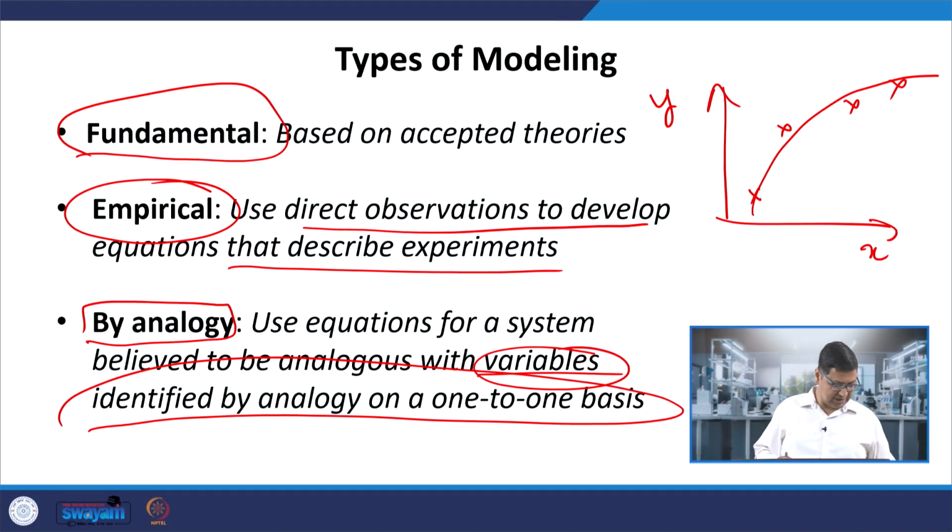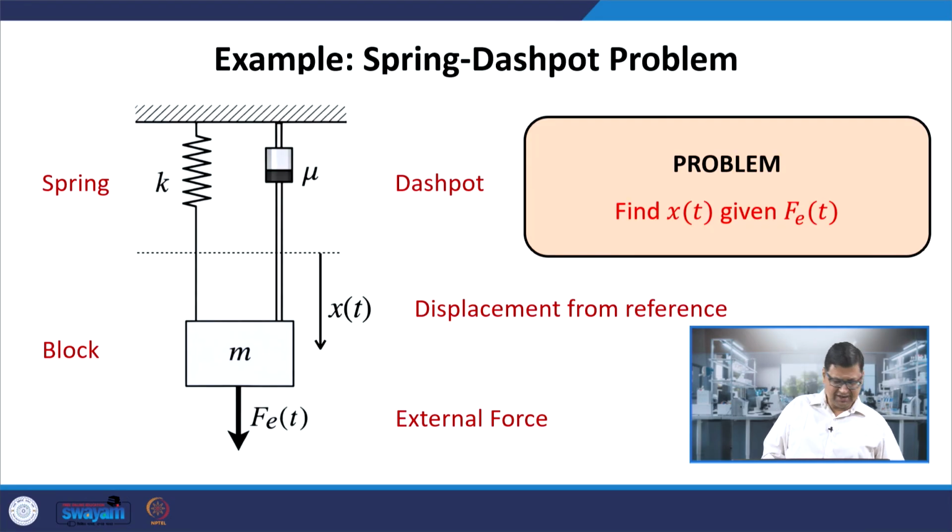So, I will talk about these three models quite a bit in this course, but focusing more on the fundamental models. So, I will take one of the simple examples, not really again from chemical engineering, something that you may have already had in the high school, something similar to that, right. And I will develop a fundamental model for this case, then I will also develop an empirical model for this case, and finally, we will develop a modeling by analogy for this particular case.